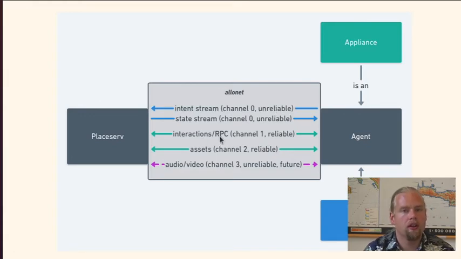Interactions are what we call the RPC layer. I'll talk more about that. We transfer assets like textures and models back and forth, and then audio, video, and stream geometry are over a third channel. That's not future. We've implemented that. This is an old diagram. Sorry about that. So this is on top of eNet, which is on top of UDP.